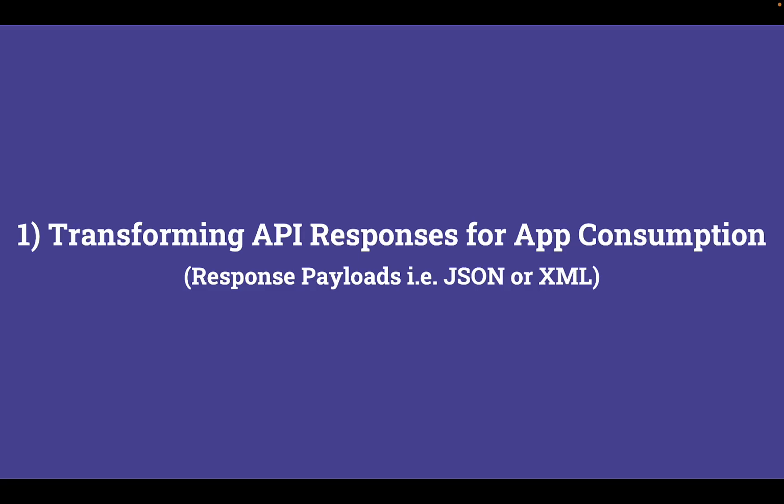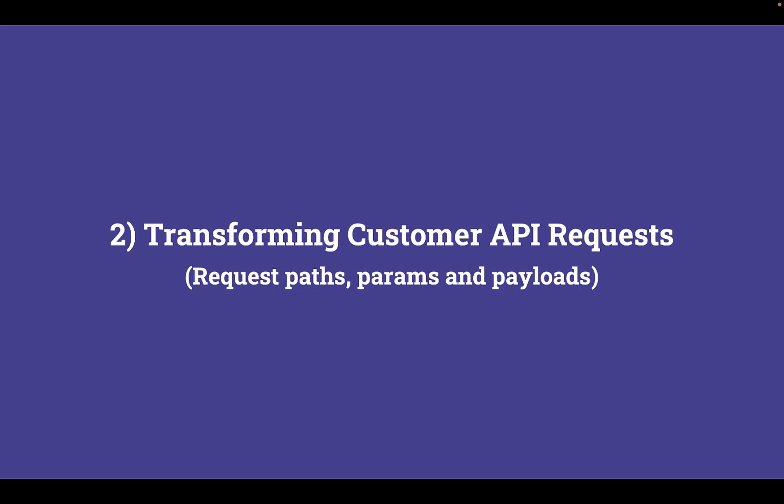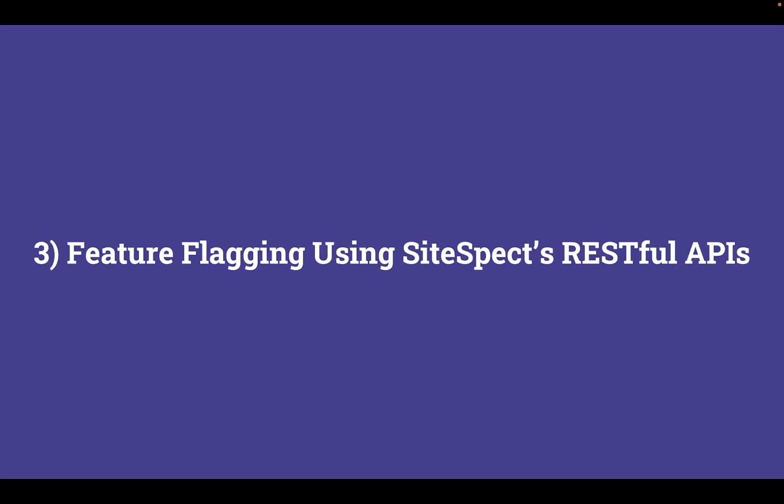We also briefly covered the three ways in which you can do app testing within SiteSpect. Number one is transforming API responses for app consumption, i.e. response payloads, JSON, XML. We can also transform customer API requests, so the request going to your app server, we modify that. We can modify the request path, the parameters, and even the request payloads. And then last but not least, we have feature flagging as another option, where you're actually making calls to SiteSpect RESTful APIs, and it's returning basically a set of feature flags.